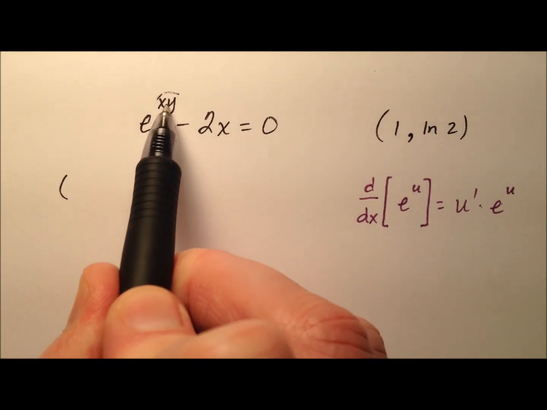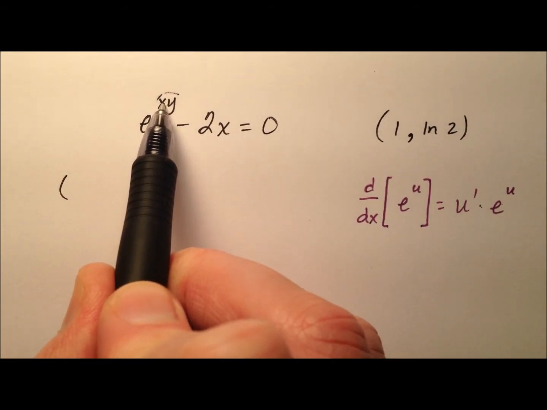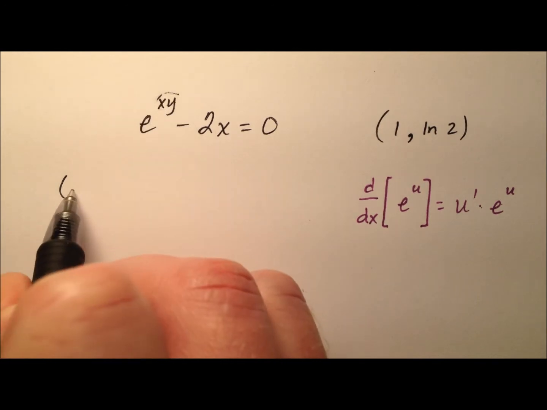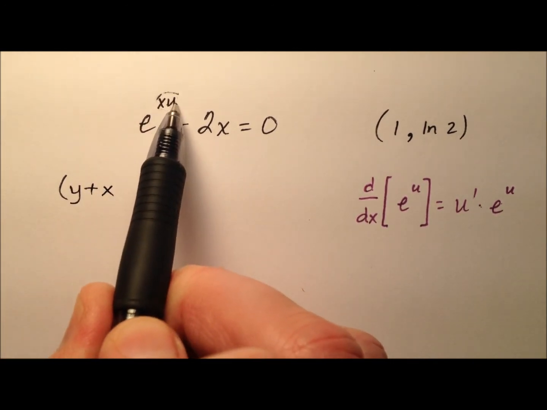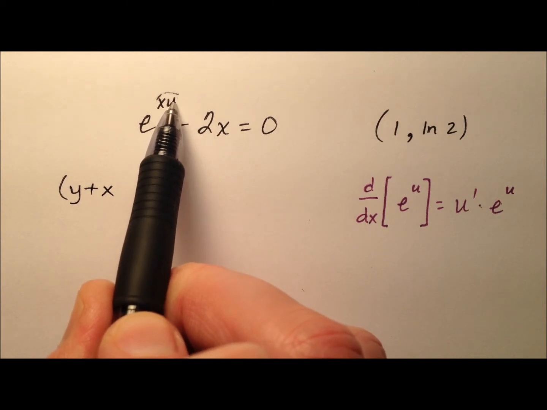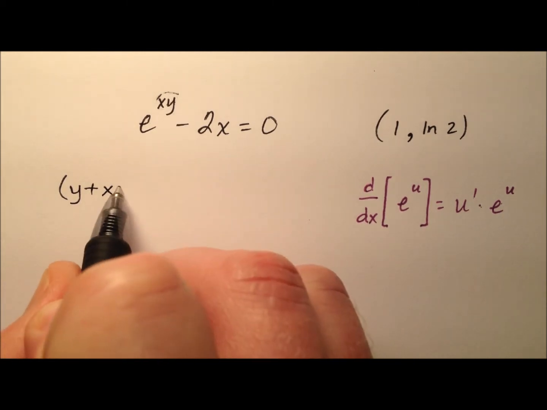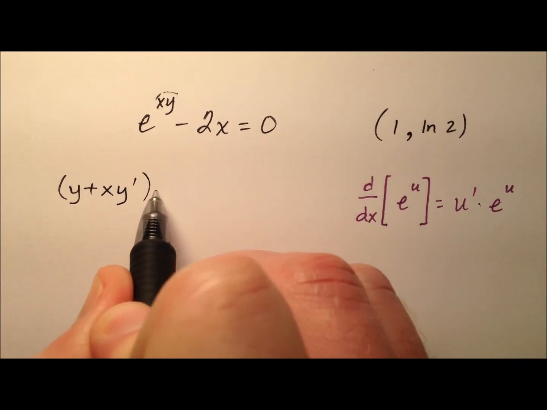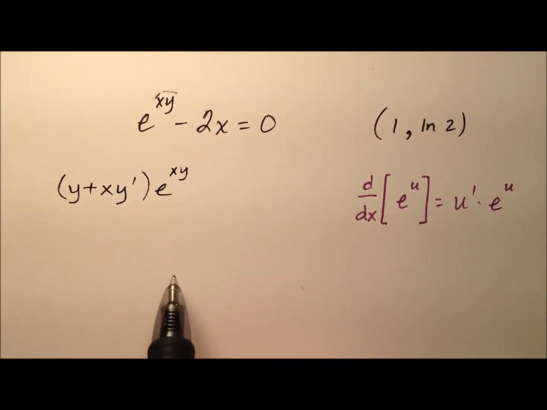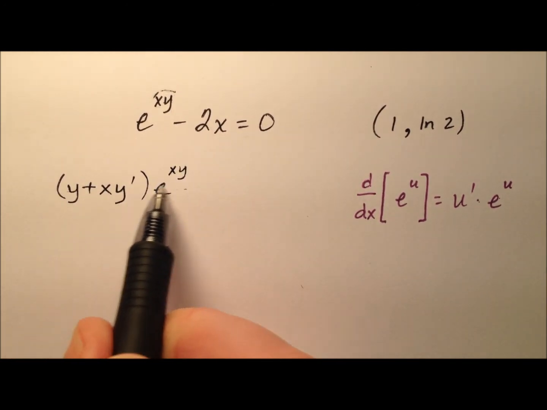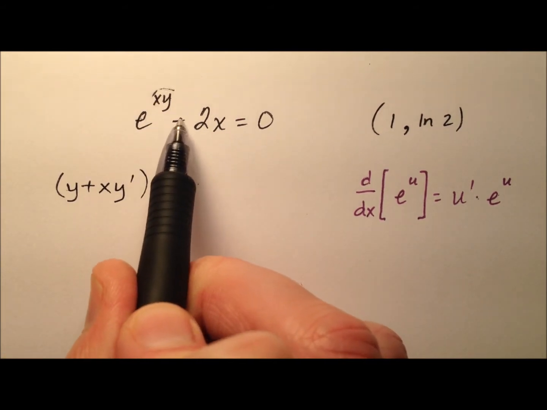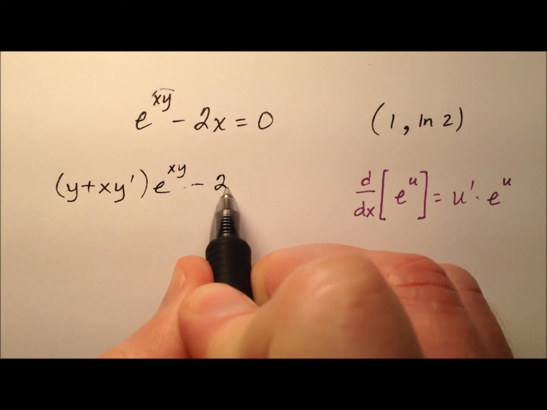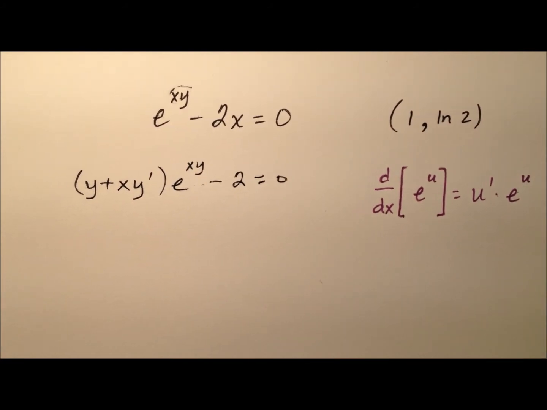So it's going to be the product rule. The derivative of the first, which is 1, times the second, plus the first times the derivative of the second. The derivative of y is 1, but I have to include a y prime, just like that. And then e to the xy. So this right here will be the derivative of the term e to the xy. And then the derivative of negative 2x is just negative 2, and that equals 0.